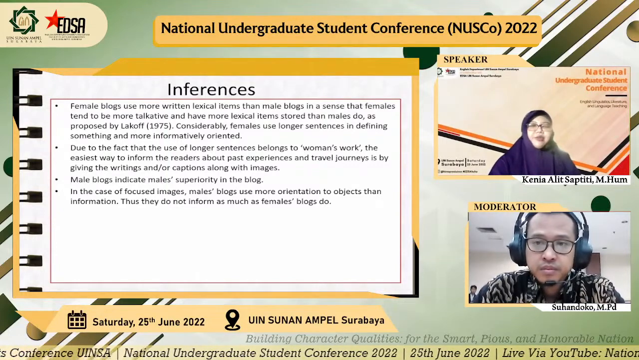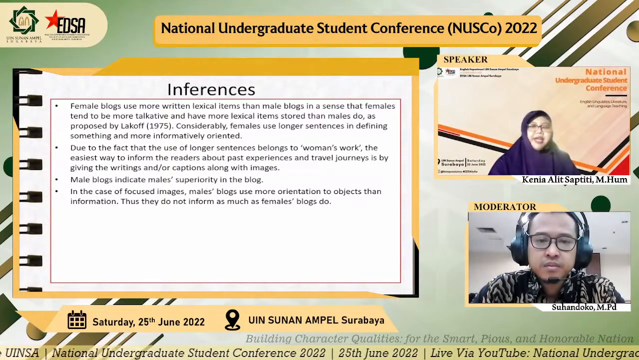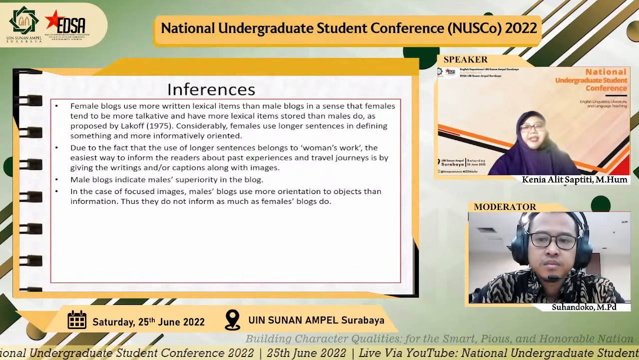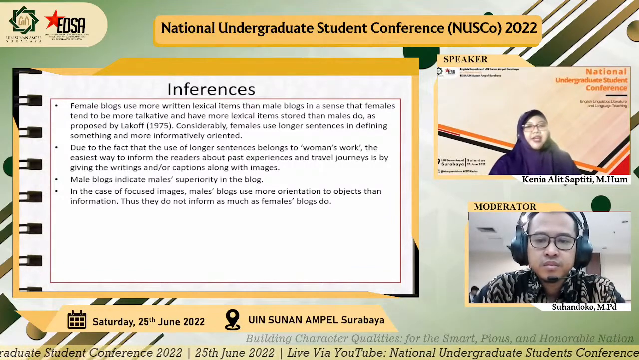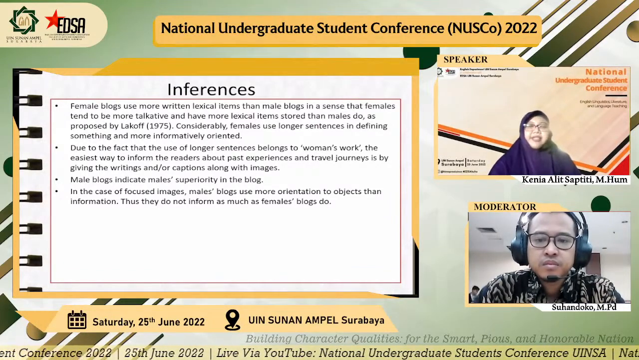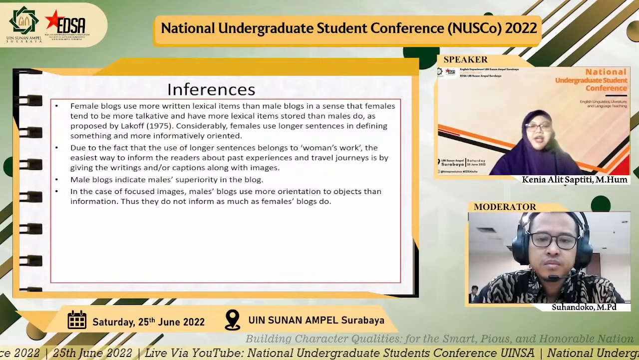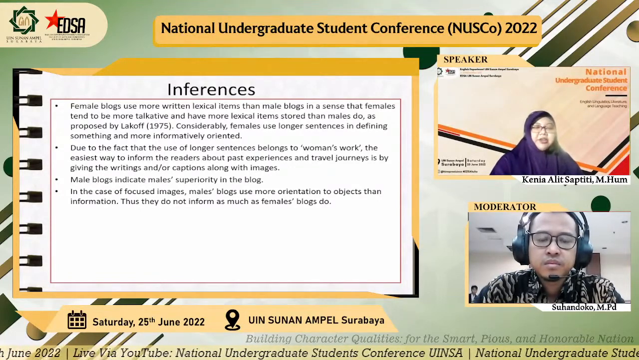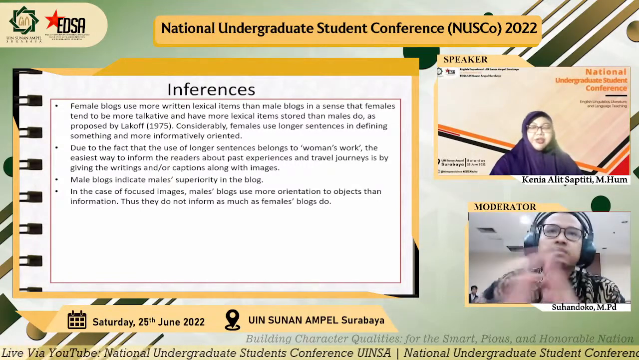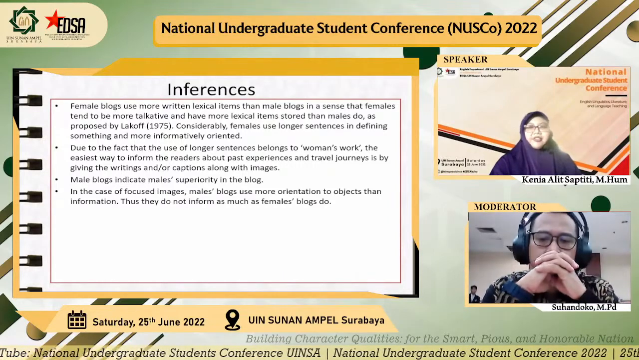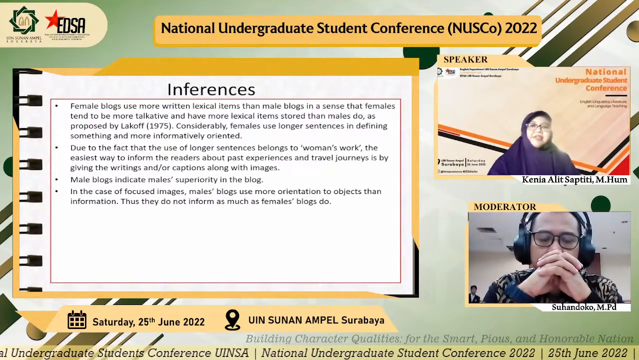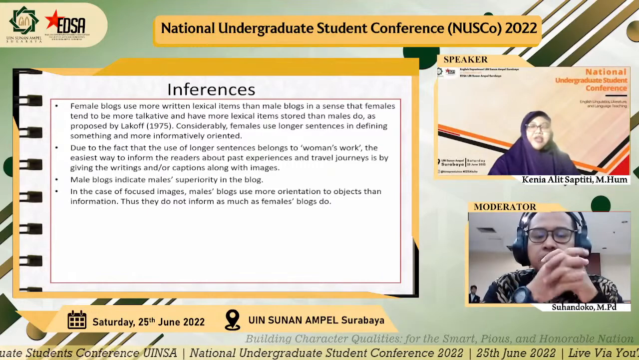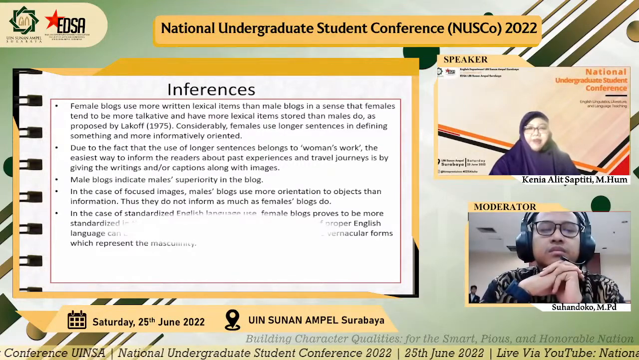So I guess all women should be smart. They have to be well educated, because it's on their hands how the generation of one's nation should lead to. And then the male blogs indicate male superiority in the blog, as you can see from the previous picture, including the focused images in the blogs.